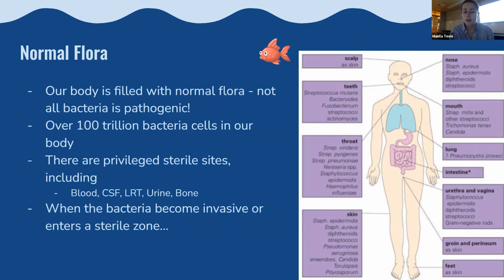There are a few sterile sites that bacteria shouldn't be in though. So like our blood, our cerebrospinal fluid, our lower respiratory tract, the urine and the bone. And as you progress through this semester and year 2, you'll learn about what happens when bacteria gets into these sterile sites as well. And when the bacteria does become invasive and enters a sterile zone, that is when it becomes a pathogen.